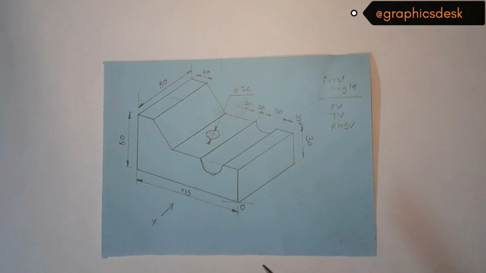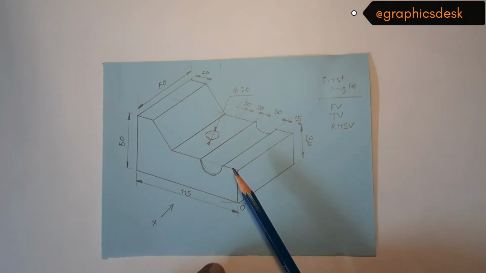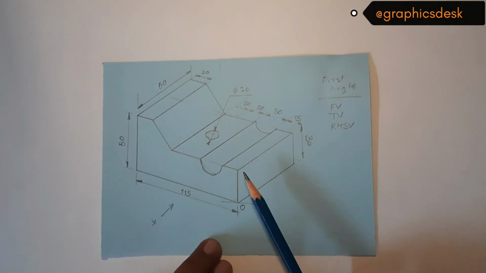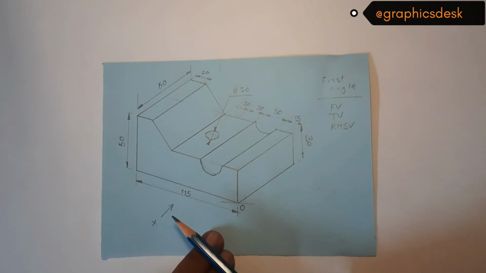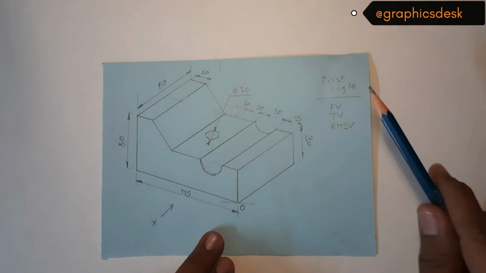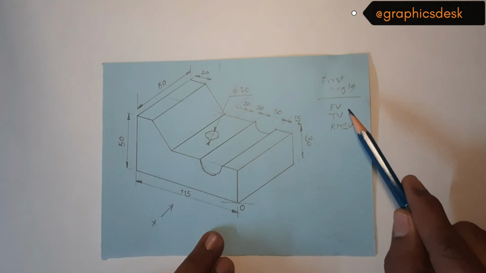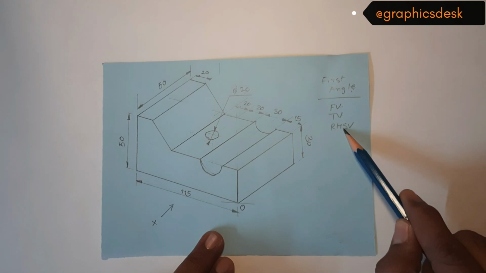In this video, we'll talk about how to draw orthographic projections of the given object. Now, there are a few things which we'll note before we start. This is the direction X which is given to us. This is the origin point. The angle of projection that we have to use is the first angle method. And what we have to draw is the front view, top view and right hand side view.